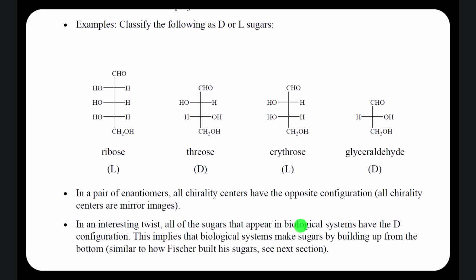All of the sugars that appear in biological systems also have the D configuration. This implies that biological systems make sugars by building up from the bottom, similar to how Fischer built his sugars, which we are going to cover in the next section.